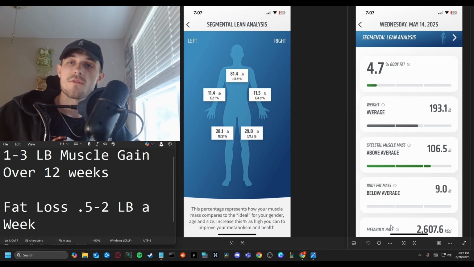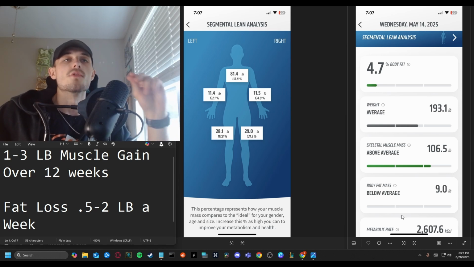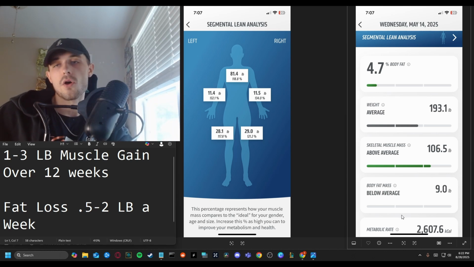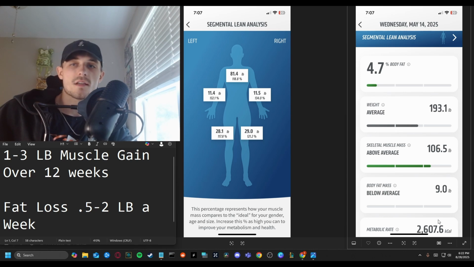So lastly, you have your metabolic rate at the bottom. This is the amount of calories you need in a day for your body to maintain. So this is the amount of calories I need to support my daily function, all my daily activities, to stay the same weight I am right now. So if I eat this 2,600 every day, I can stay at 193 pounds.